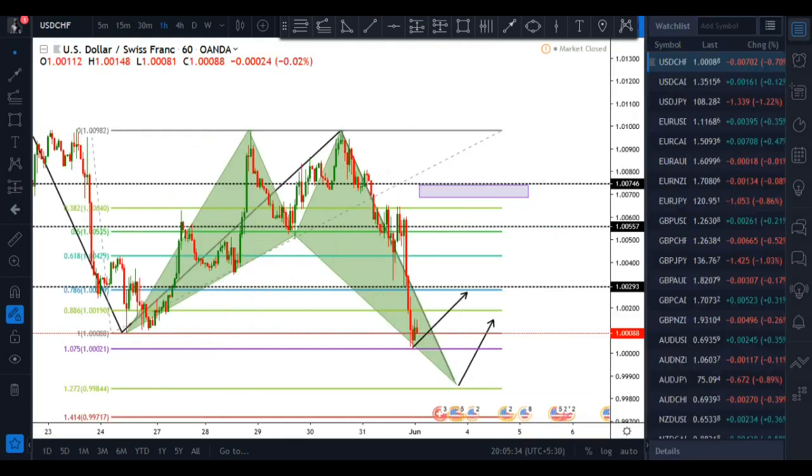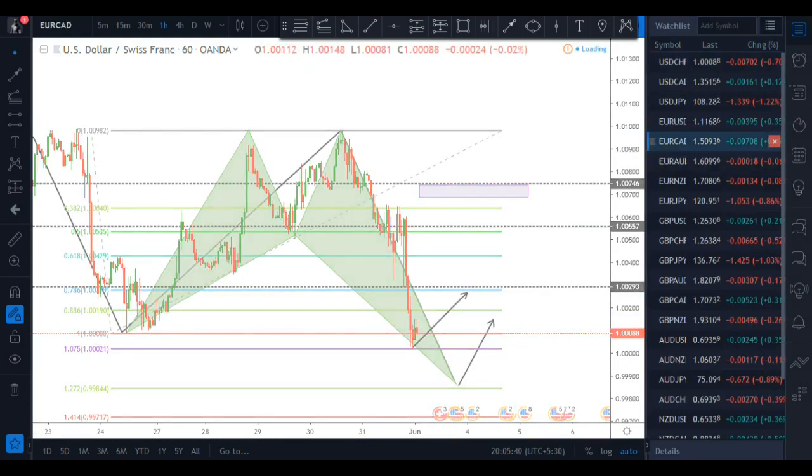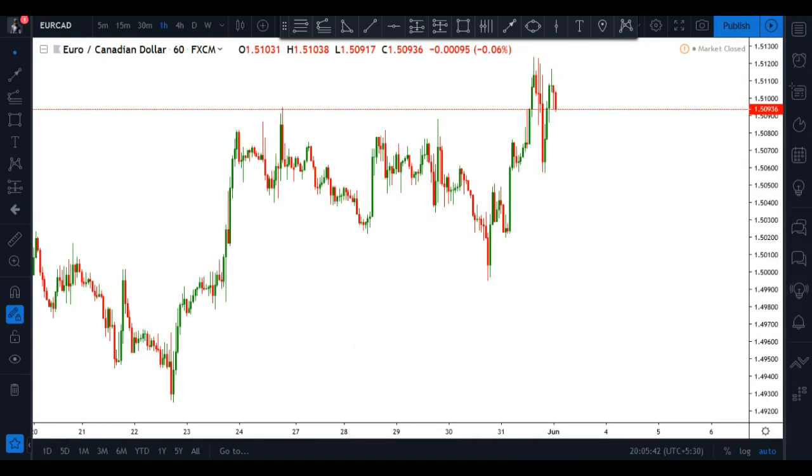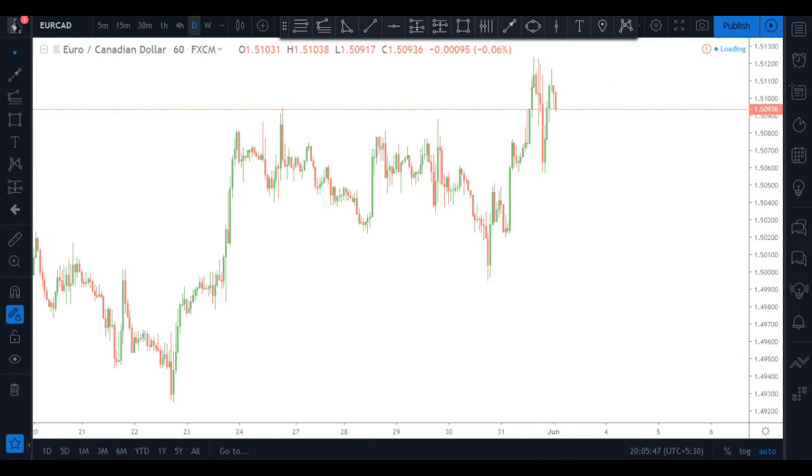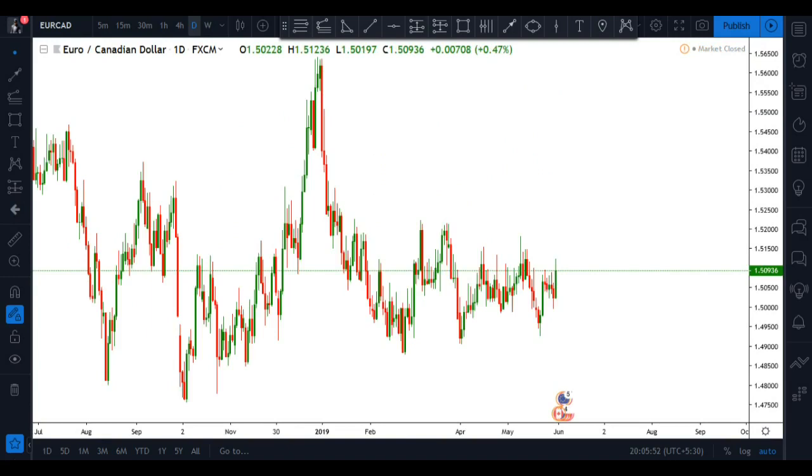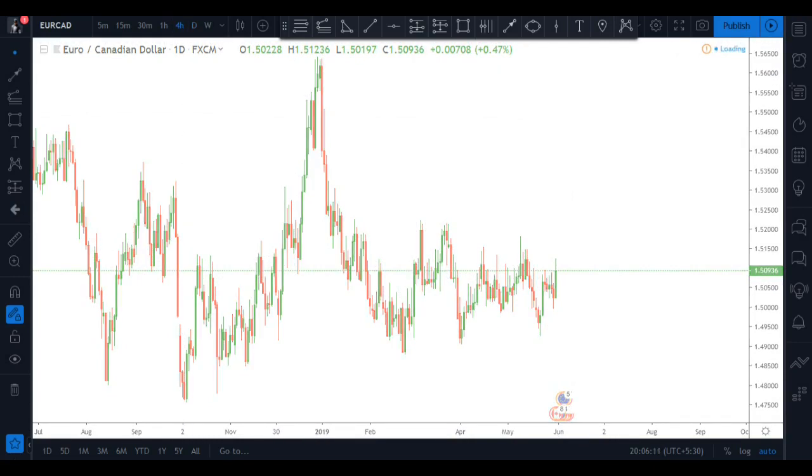Our next stop is Euro Canada. All right, traders, let me go into the daily time frame first. Okay, see, Euro Canada has been consolidating for a long period of time, and we are currently inside this consolidation zone, so we have a high probability of trading advanced patterns.